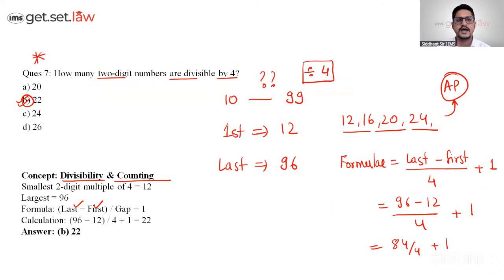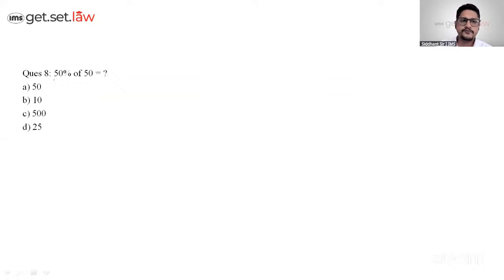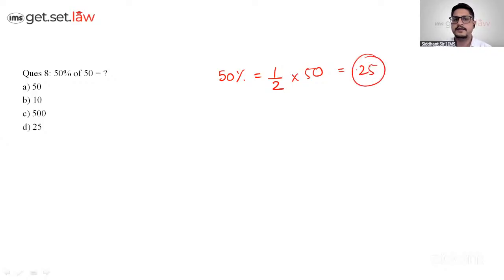Let's move towards the last question for today. 50% of 50. So I will say 50% is basically half. And half of 50 is 25. Nothing on this planet can be as easy as this. So, sir, how have you done it? I converted 50% into a fraction. So it is 1 by 2, or half of 50. This is a very basic one.